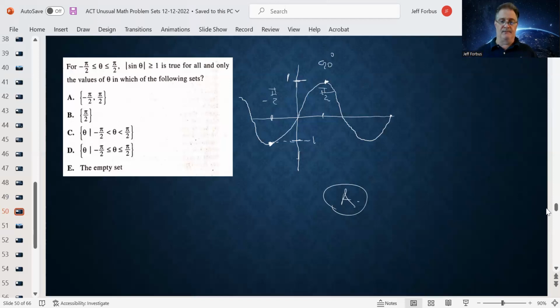All because the equation is talking about the absolute value of the sine.